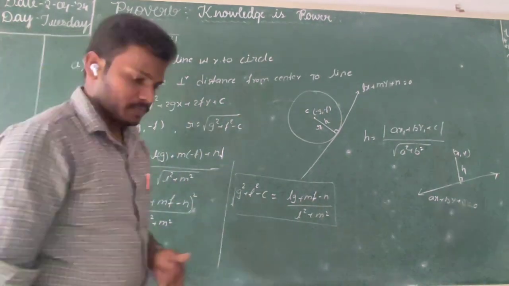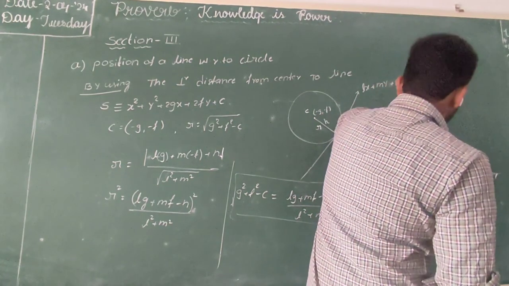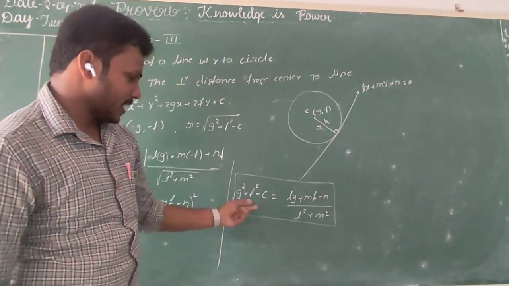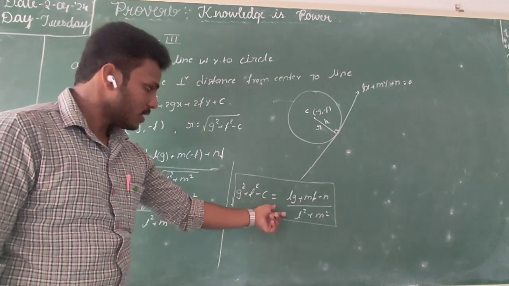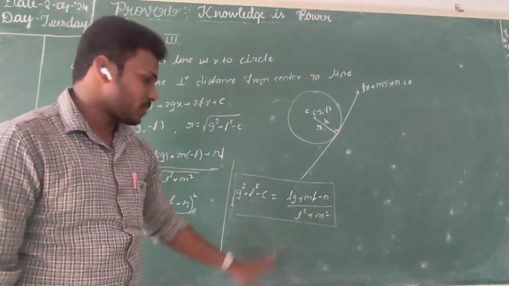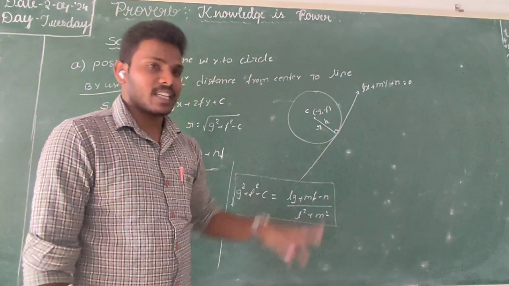Have you seen once? Okay, I am having this. Now here the condition is g square plus f square minus c is equal to L g plus m f minus n by L square plus m square. Both are equal when the line touches the circle.